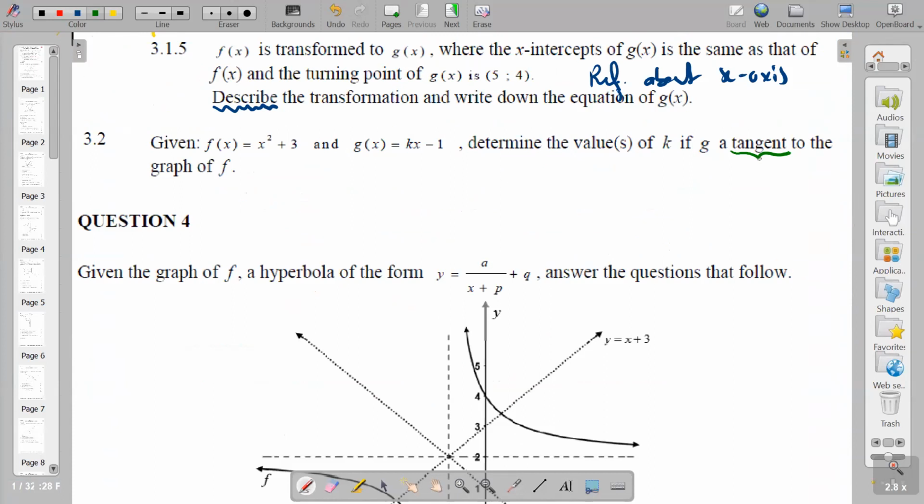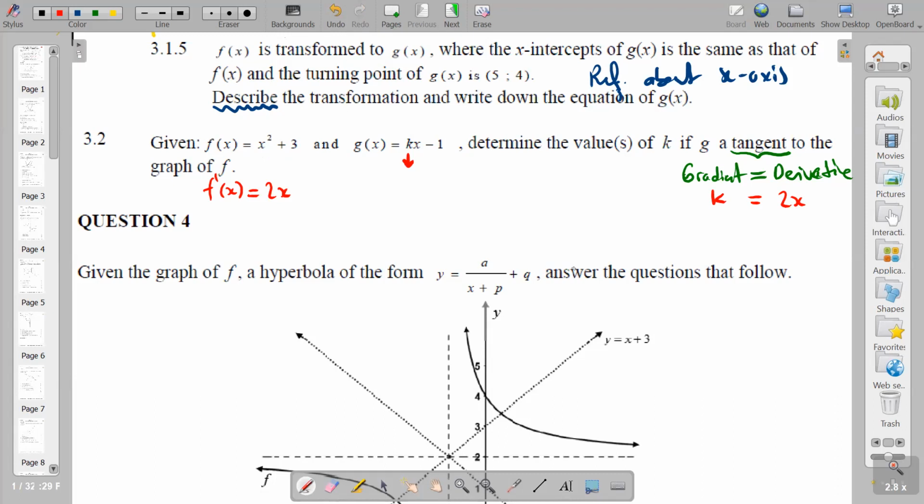So what should the keyword tangent remind you of? It should remind us that gradient is equal to derivative. Now in calculus, whenever you see tangent, you can say gradient is derivative. I know the gradient is our k, so that's fine. And the derivative is what? I can take the derivative of the function f of x, which is 2x. So k is equal to 2x.